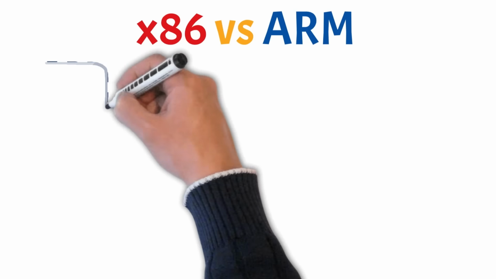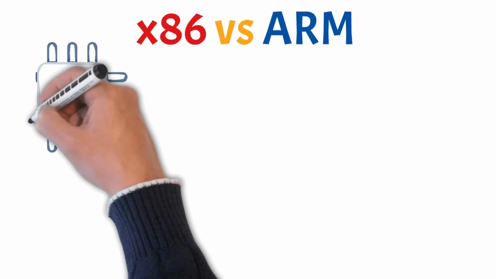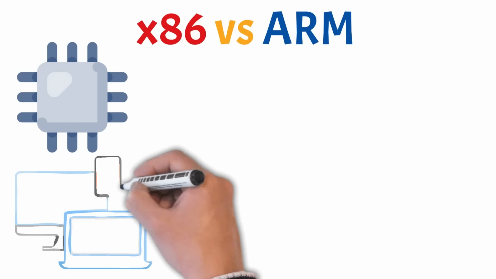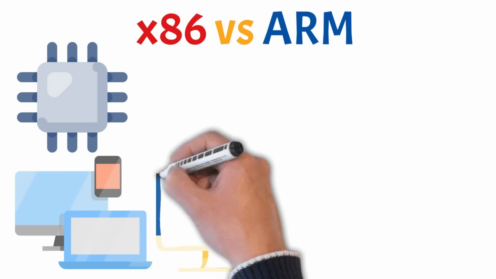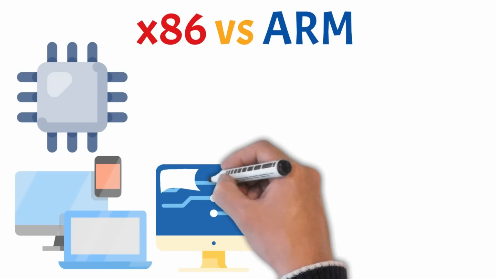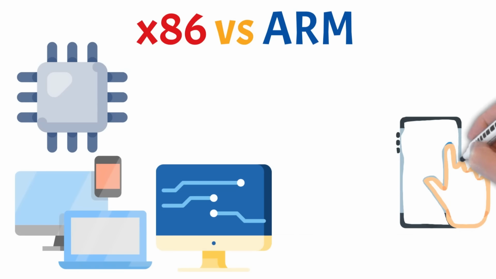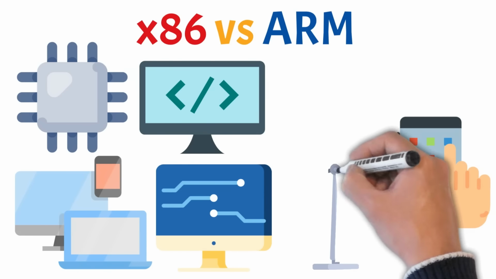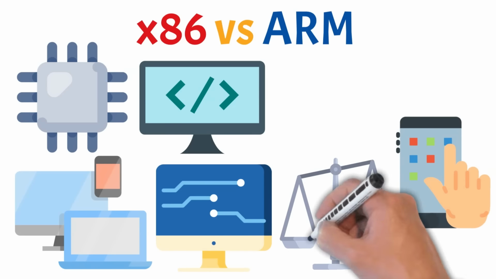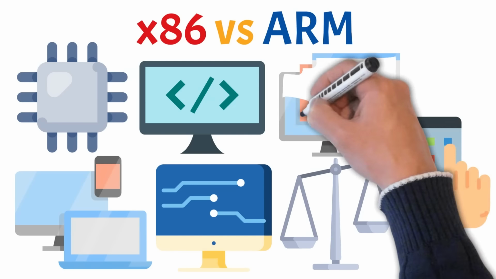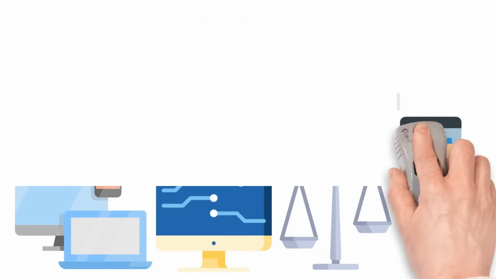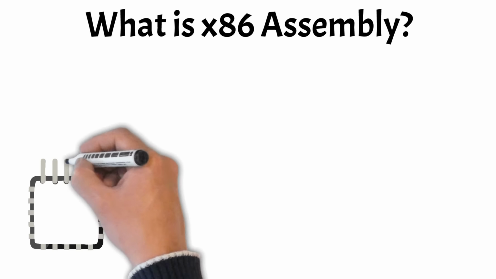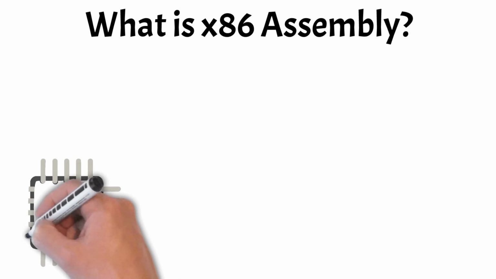x86 and ARM, two processor architectures that power everything from high-end gaming PCs to smartphones. But how do they really compare? Why does x86 dominate desktops while ARM is taking over mobile and even some laptops? And what do their assembly languages look like? In this video, we'll break down the key differences, compare their assembly code, and explore what the future holds for both. Let's get started.